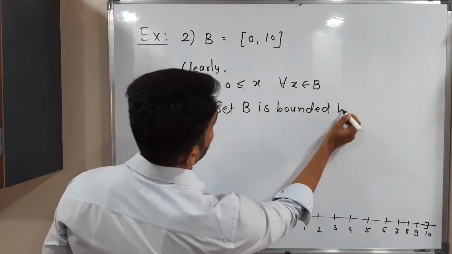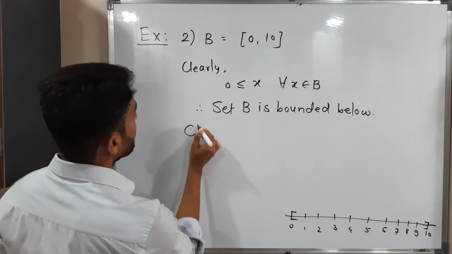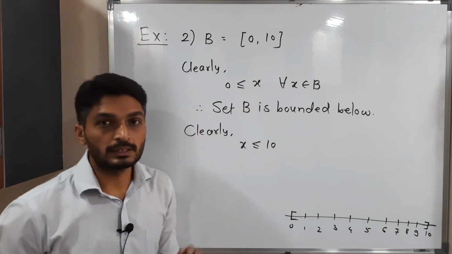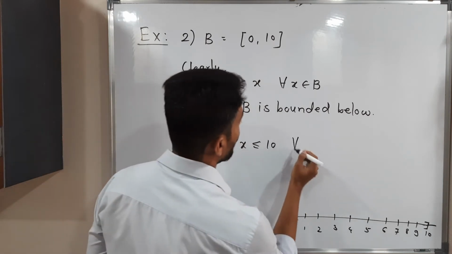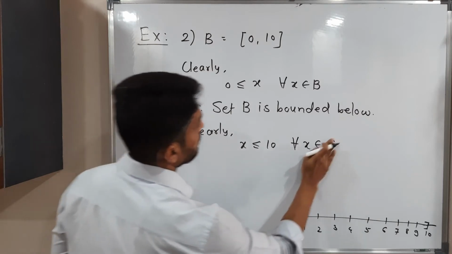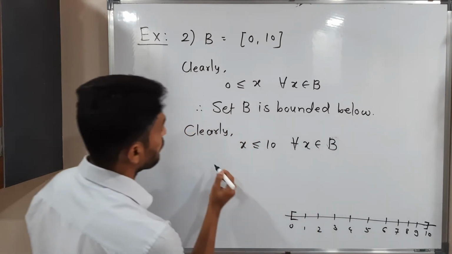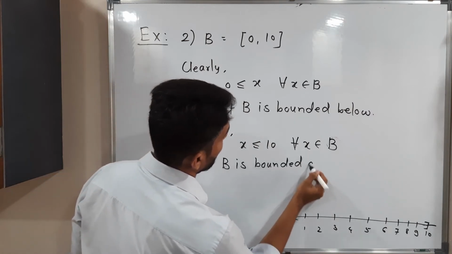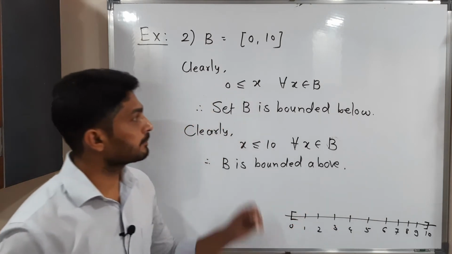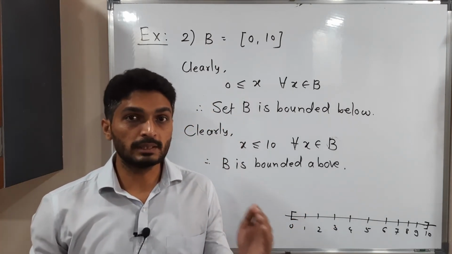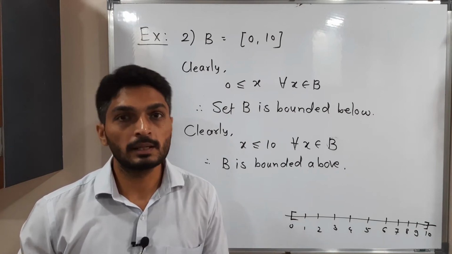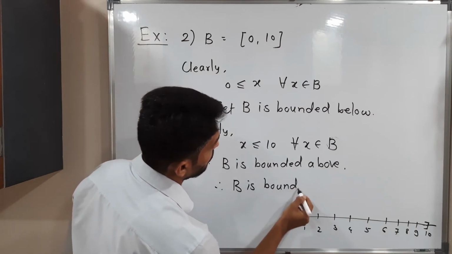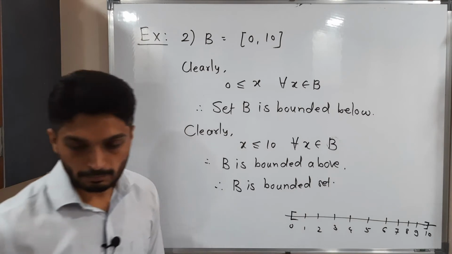Clearly one more thing I can write, x is less than or equal to 10. All elements of B are less than or equal to 10, and this is true for all x belongs to B. So therefore B is bounded above. That means set B is bounded below as well as bounded above. Therefore we can declare set B is a bounded set. Okay, make a screenshot of it.